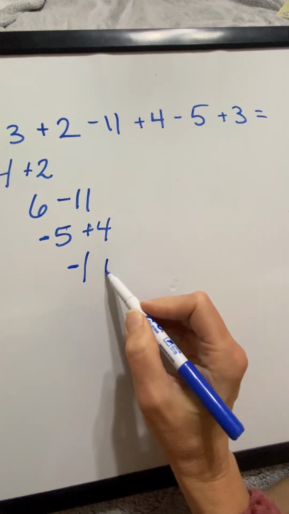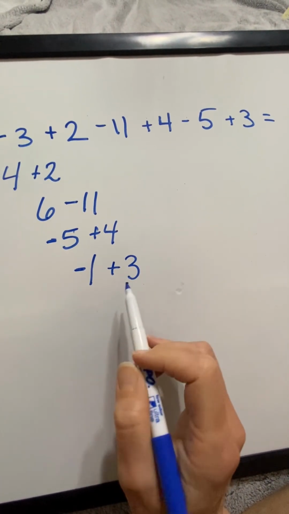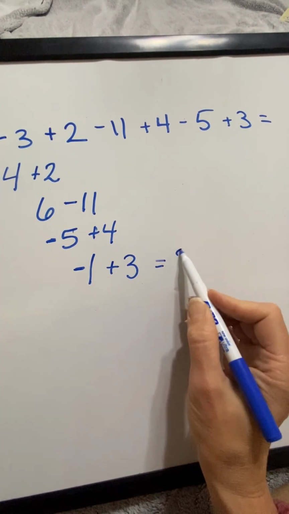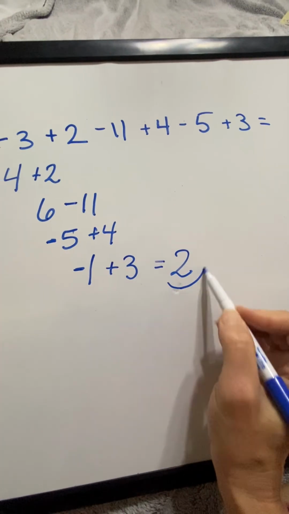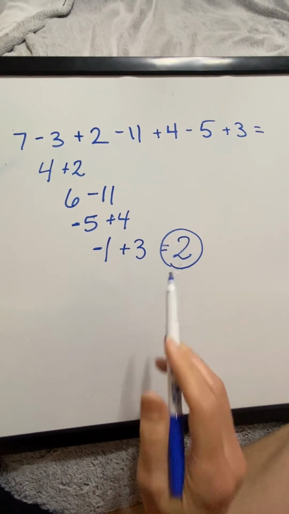Okay, last one here. We've got -1 and we've got +3. These are different signs. So we take 3 minus 1 and we get +2 because 3 is the bigger number. So that big line of numbers there added together equals 2.